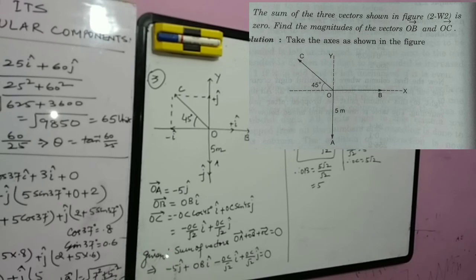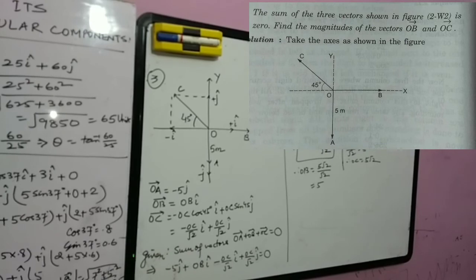This is your given condition, and you can see on the screen in your question also that the sum of the vectors OA vector, OB vector and OC vector is equal to 0. This is the thing you have to use. From your question side, you are provided with the sum of the vectors. So this is the given condition: OA vector plus OB vector plus OC vector equals 0, and we have to use this relation.